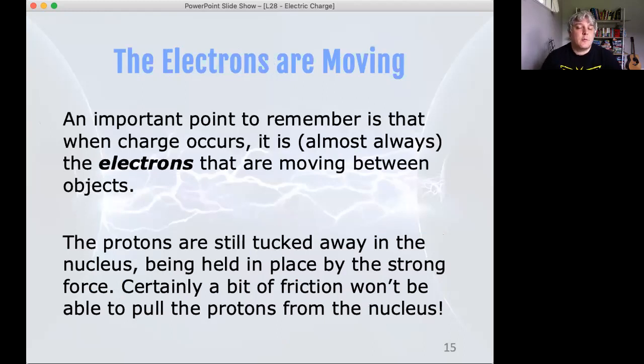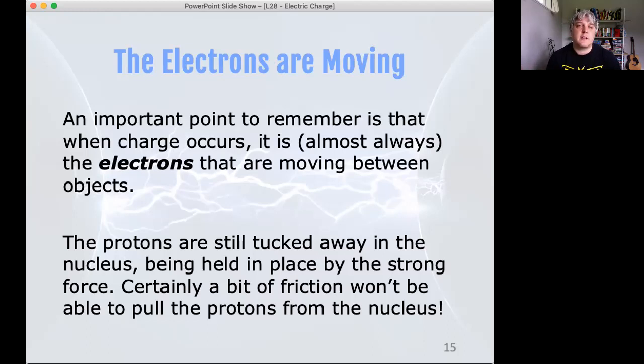And as I've already said 2 or 3 times, and I will keep repeating, the electrons are the thing that are moving. Electrons move because they are relatively easy to remove from atoms. The protons are stuck in the nucleus. The nucleus is the matter, that is the atom, that is the mass. If the nucleus were to move, then the whole atom would be moving and the mass would be moving, not just the charge. So the protons always stay where they are. The electrons move between different atoms and different objects, right? So electrons can move, protons do not move.